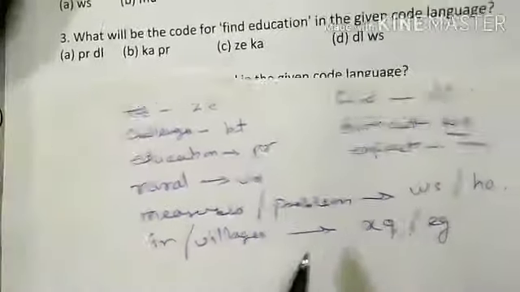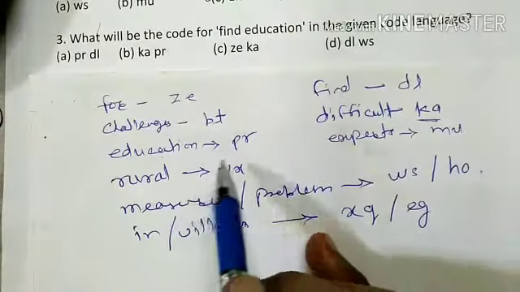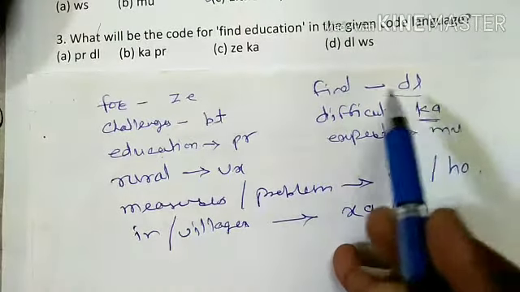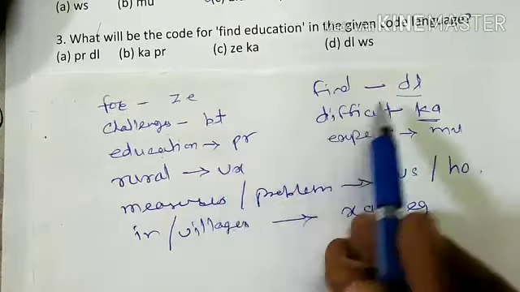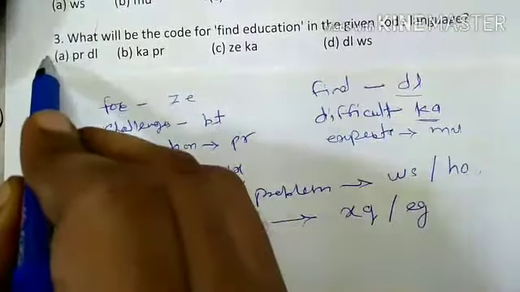Next, what will be the code for find education? The code for find is DL and the code for education is PR. So DL PR or PR DL is the correct answer. That is option A.